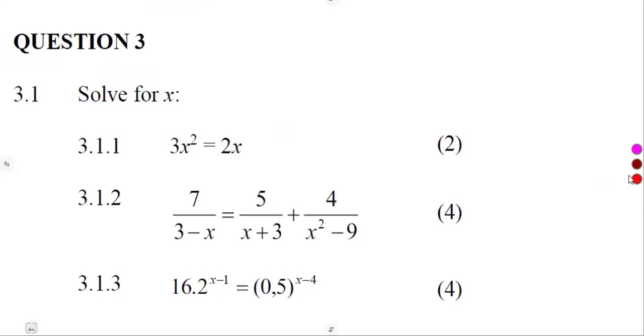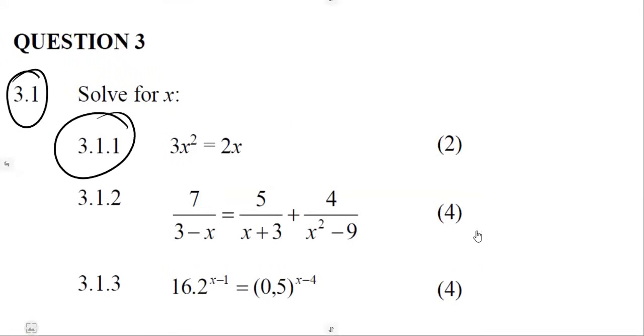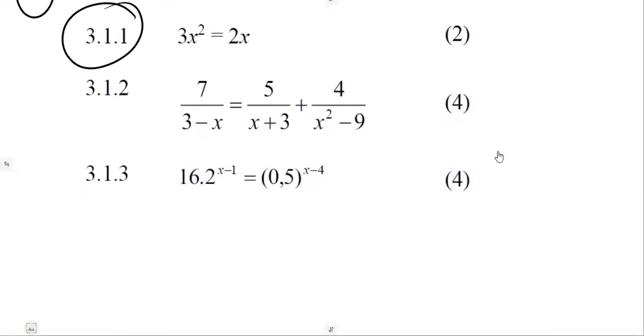All right, question number 3. We are given to solve 3.1, solve for x, 3.1.1. This is 3x squared. All right, 3.1.1. 3x squared is equal to 2x.